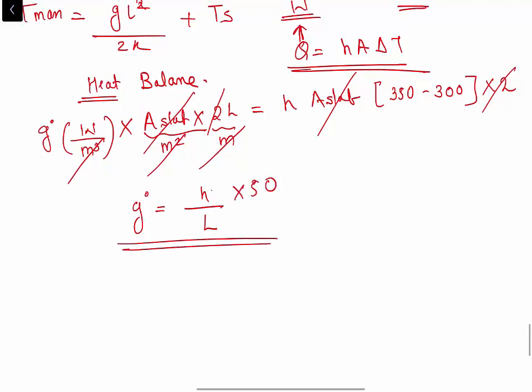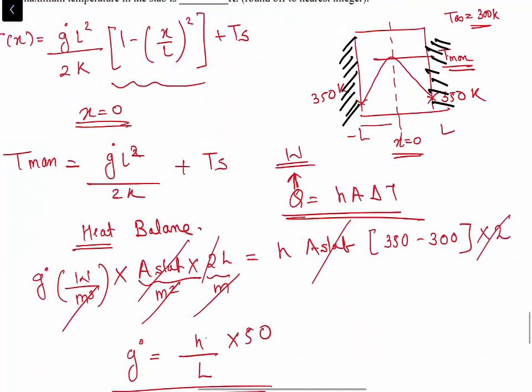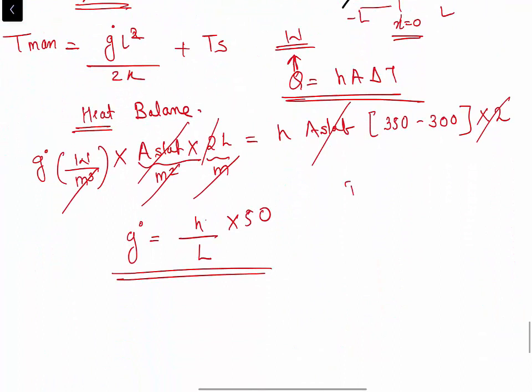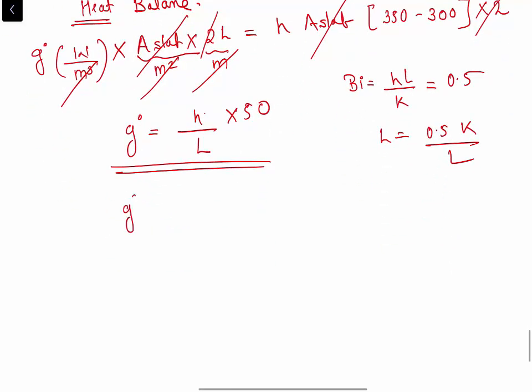Very good. Now what data is given? One more data is given, that is Biot number is 0.5. We know Biot number is the ratio of resistance in conduction to resistance in convection, that is hL by k, whose value is given as 0.5. So from here you can say h equals 0.5 k by L. Okay, so you can put this, or you can at the end also use this value.